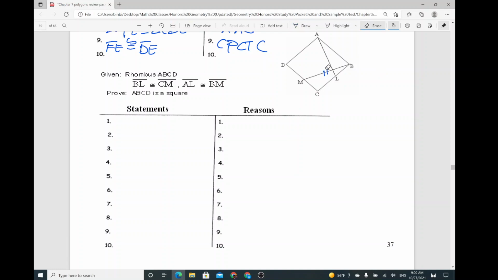BL is over there, right here, congruent to CM. And what else do we know? AL is congruent to BM. So AL is congruent to BM, like that.